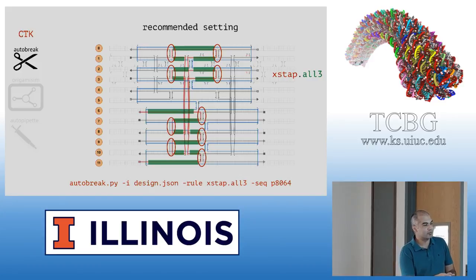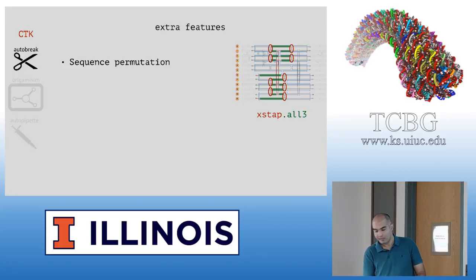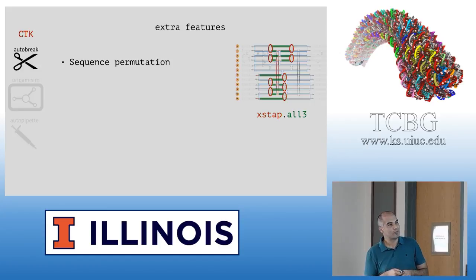And so I just run the program this way. So this is the auto break program, and then you give the design. And this is actually the default rule, and then you give a sequence code. If you're using P8064, just put it there. Or you can just provide a text file with a different sequence, and it will give you the solutions. Also, you can do a sequence permutation, meaning that in this design, we don't know where the sequence start positions are, they are arbitrary because it's a circular scaffold. So we can actually permute the sequence and try to find the best permutation for the sequence.